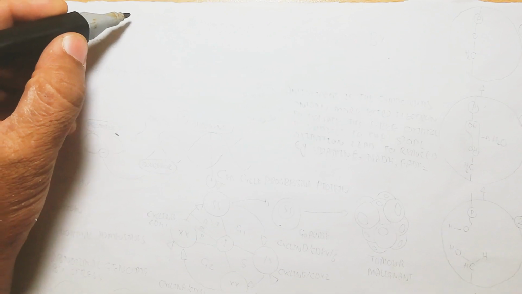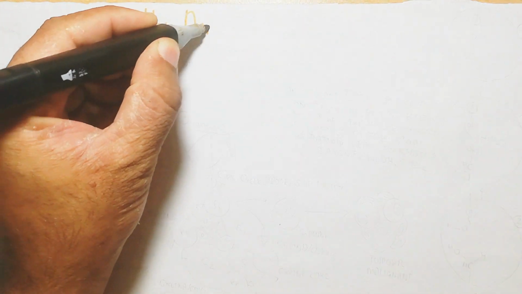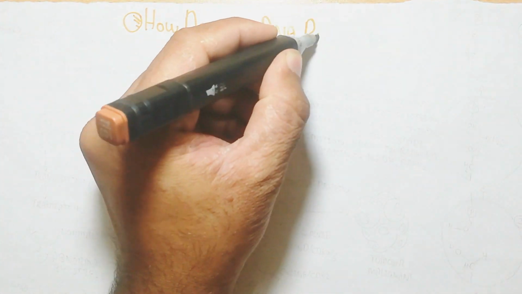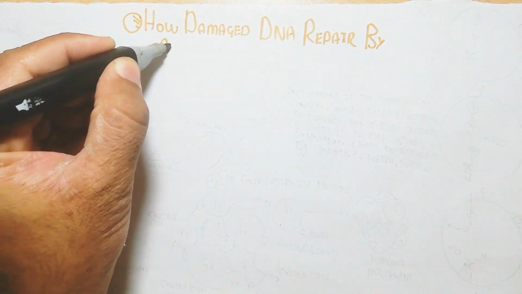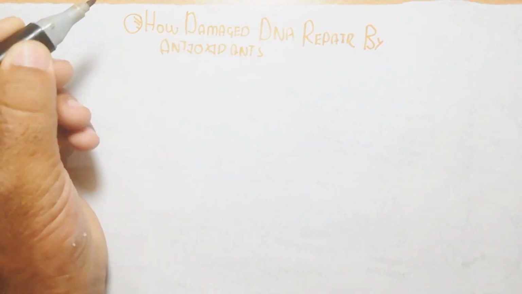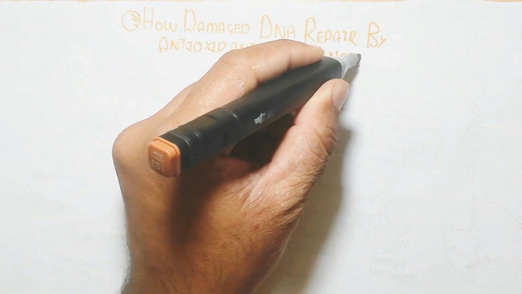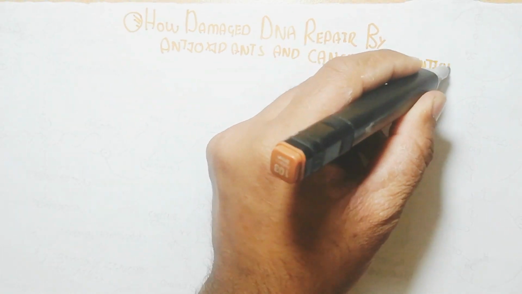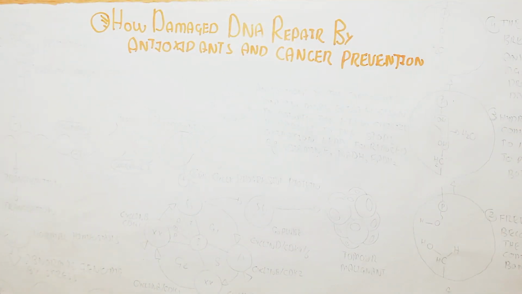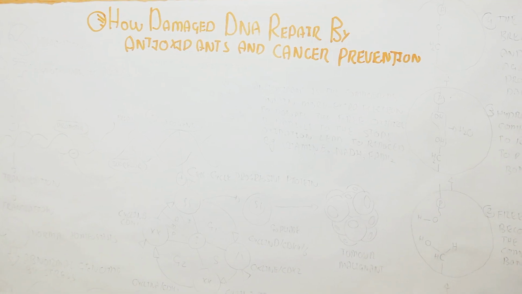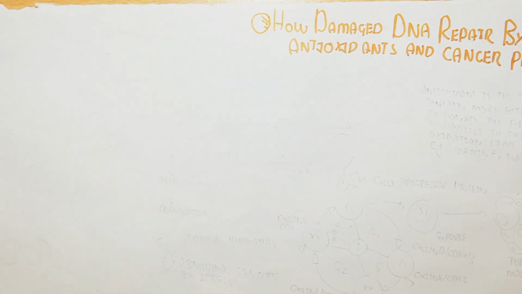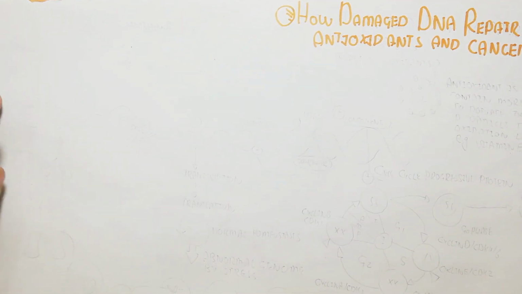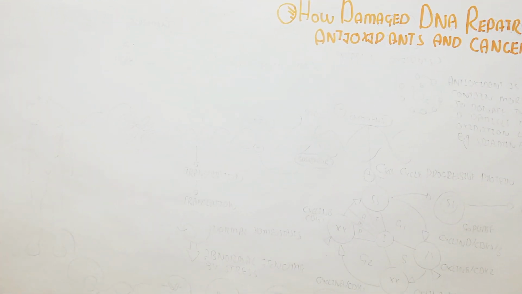Hello, Assalamu alaikum. In this video, we will understand how damaged DNA is repaired by antioxidants and how this relates to cancer prevention. So we will understand what cancer is, what an antioxidant is, and DNA damage repair, and how DNA gets damaged. So let's begin to understand the whole story.